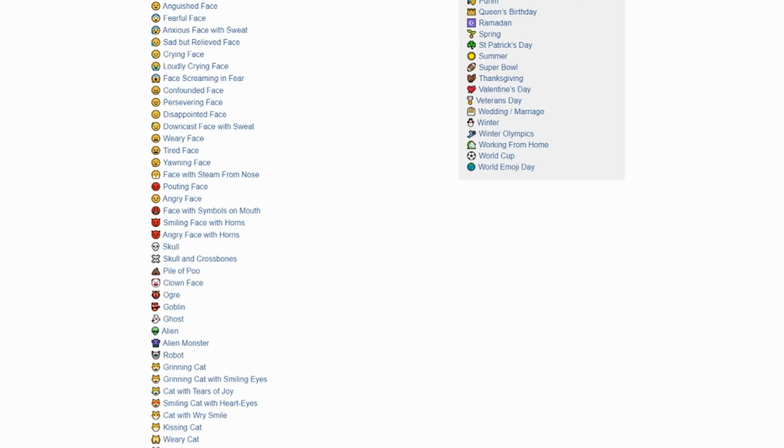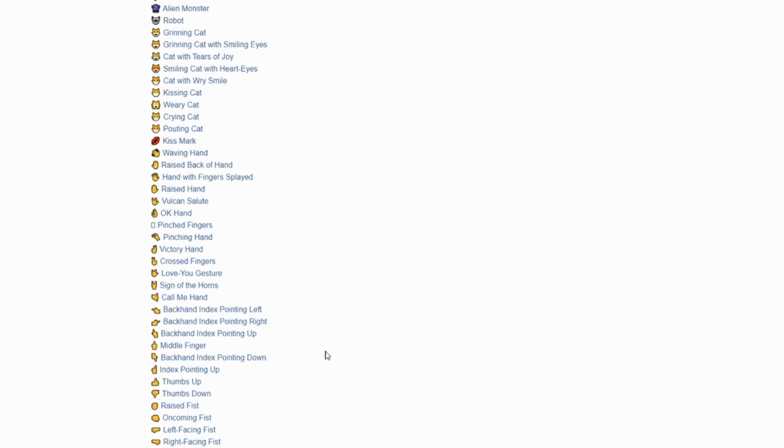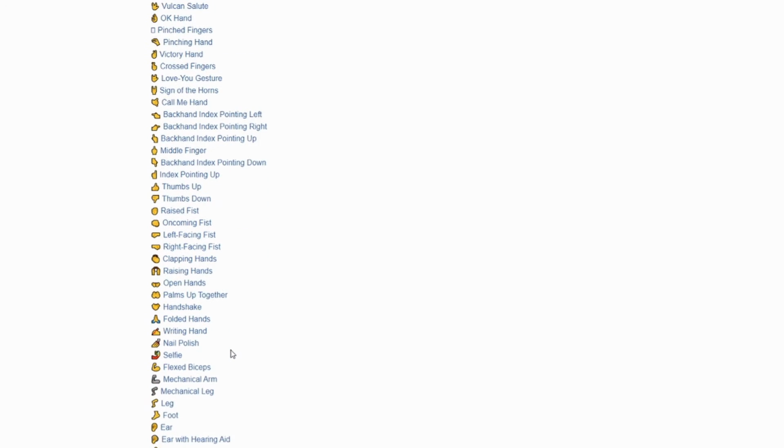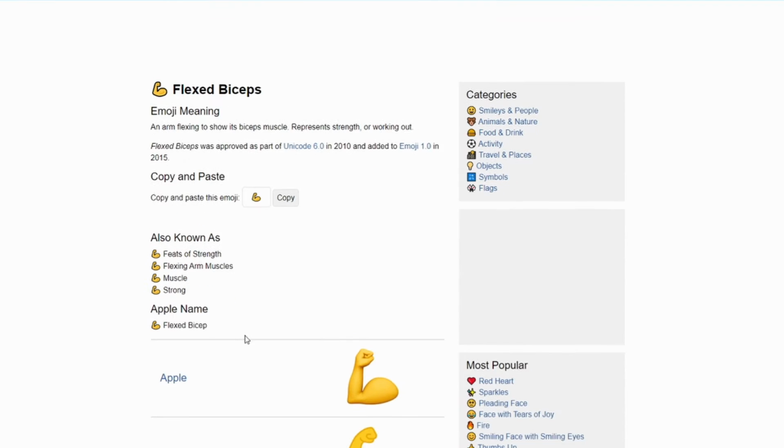And now we're going to go to our second chapter, which is body parts. And unfortunately, there aren't too many body parts. It kind of just revolves around the biceps and the leg. So we're going to start with the biceps.